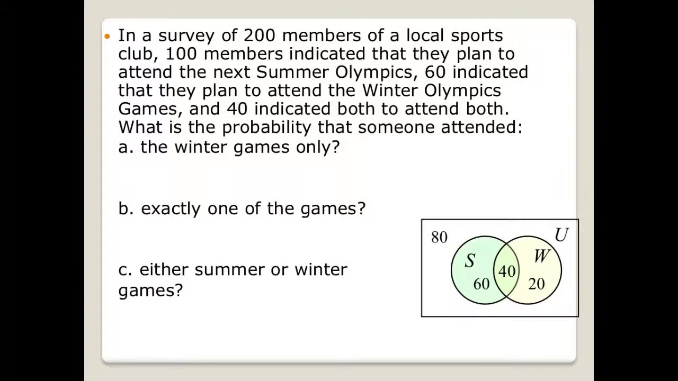You may remember this from the last chapter. We have a survey of 200 people. Out of those 200 people, they're broken down in different groups going to the Summer and Winter Olympics. Go ahead and read the questions, and then hit pause and try and answer the probabilities.